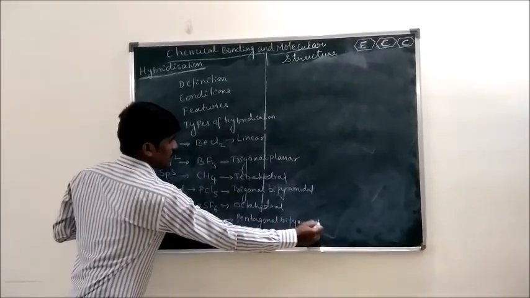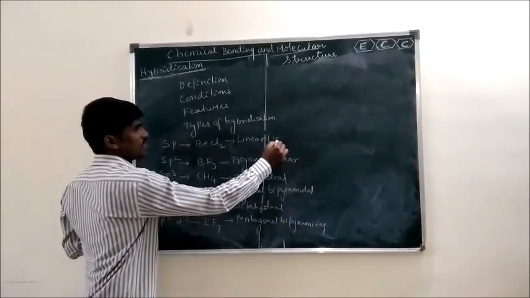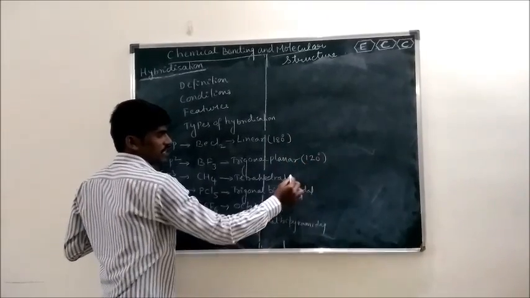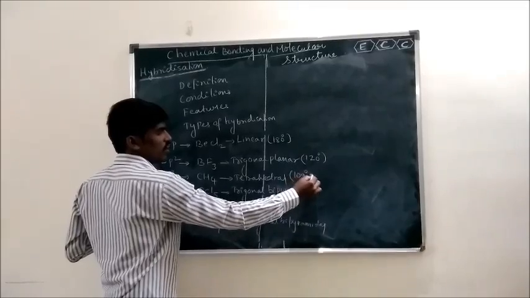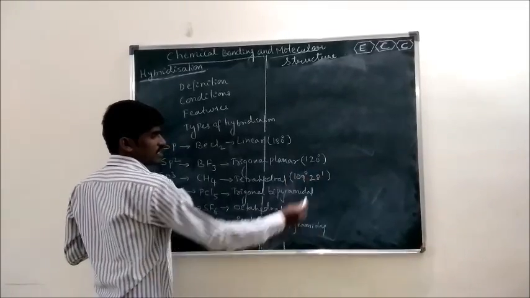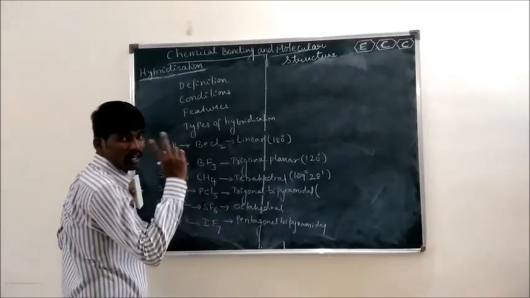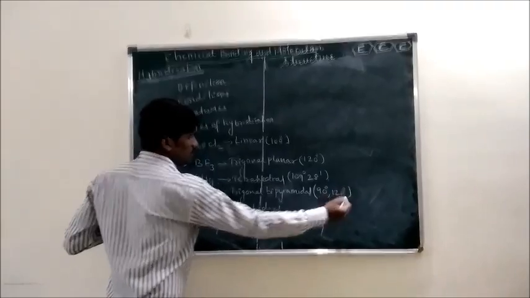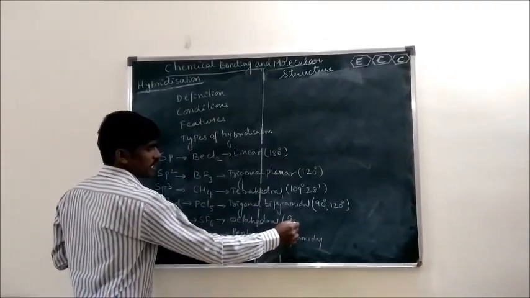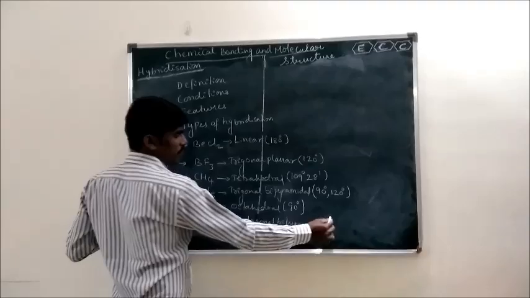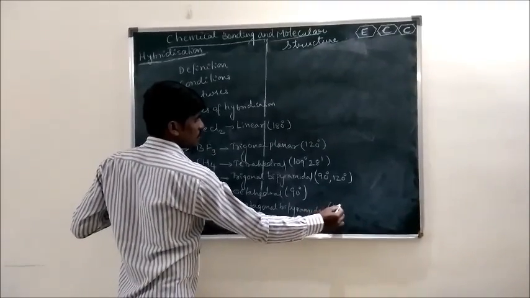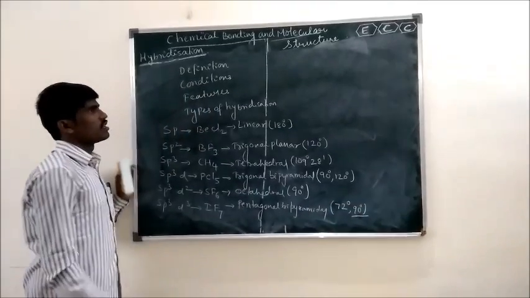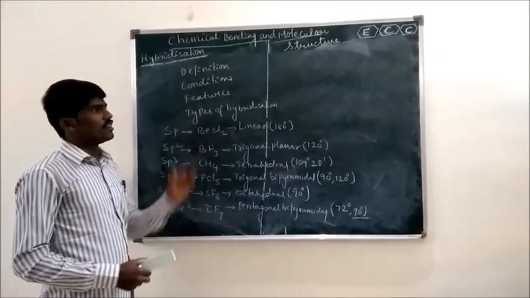For linear, the bond angle is 180 degrees. Trigonal planar bond angle is 120 degrees. Tetrahedral bond angle is 109 degrees 28 minutes. Trigonal bipyramidal possesses 2 bond angles, one is 90 degrees and another one is 120 degrees. Octahedral possesses 90 degrees. Pentagonal bipyramidal also possesses 2 bond angles, one is 72 degrees and the other 90 degrees. This is the whole summary of today's lecture.